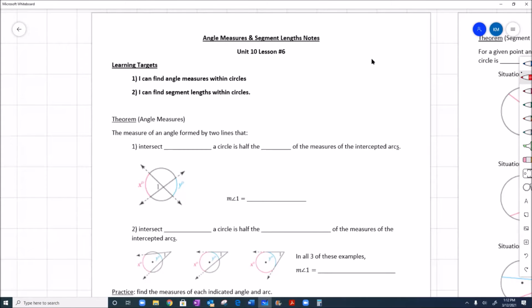Today we're looking at angle measures and segment length notes. At the end of this video, you should be able to find angle measures within circles, and you should be able to find segment lengths within circles.